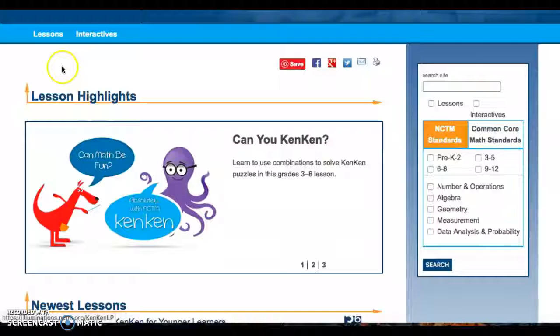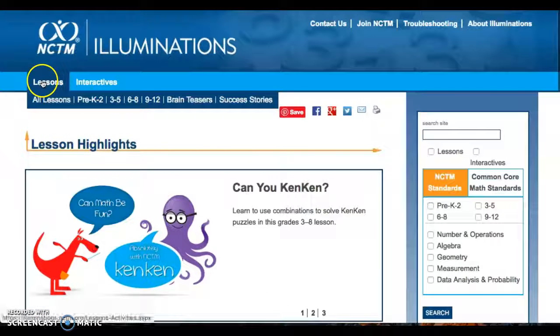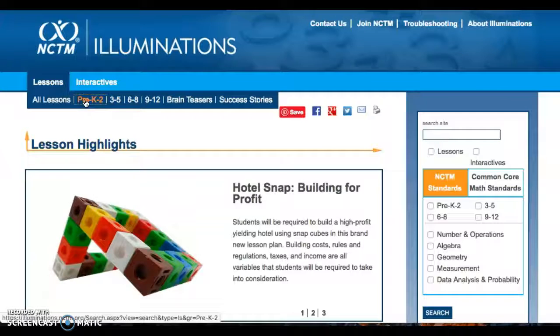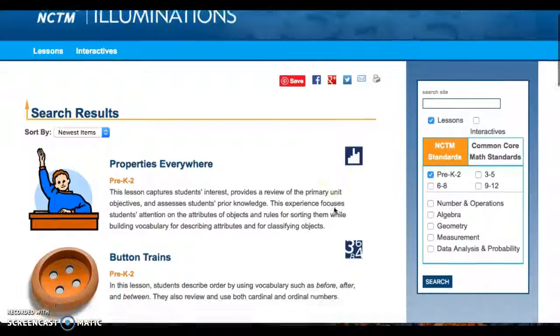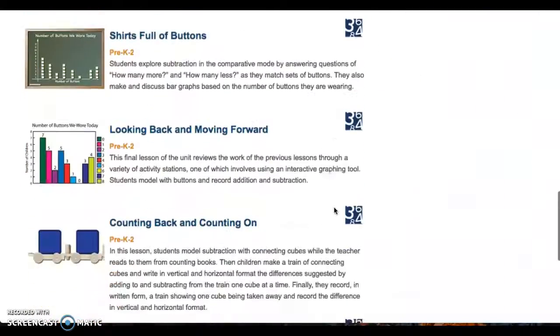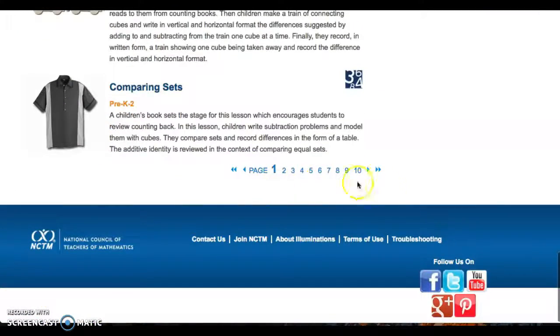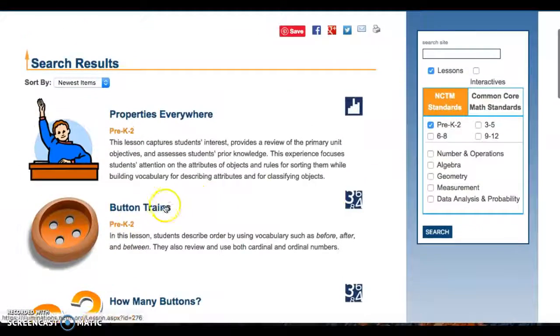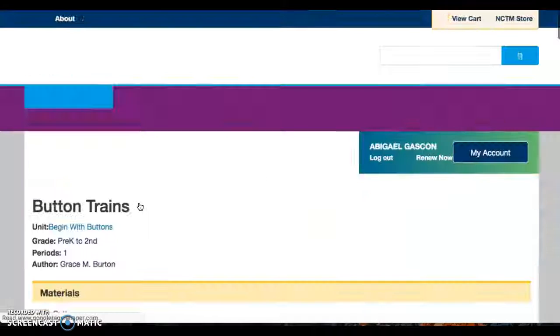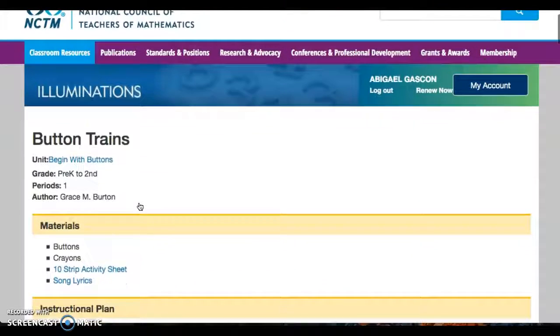So I have chosen to go through the Lessons tab here at the top for pre-K through 2. This takes me to a search of many lessons at this grade level. I will focus my attention on the Button Trains lesson, which is a pre-K-2 lesson. And this lesson is packed with details.